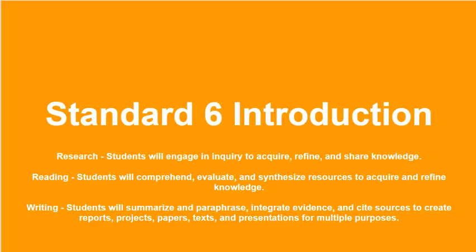This is an introduction of Standard 6 for 8th grade of the Oklahoma Academic Standards. So what is Standard 6 about? Standard 6 is about research, reading, and writing. Those are the three main components of this standard.